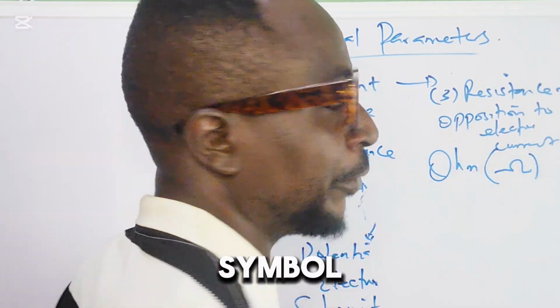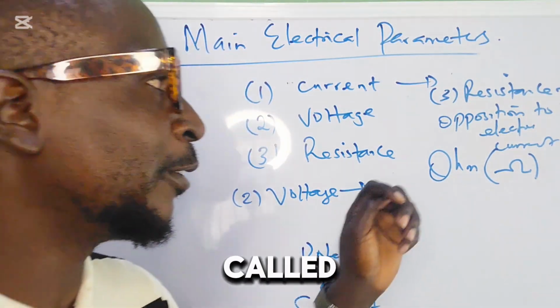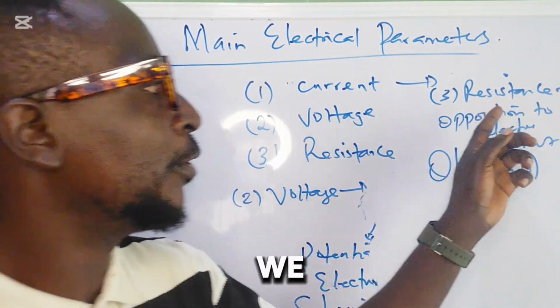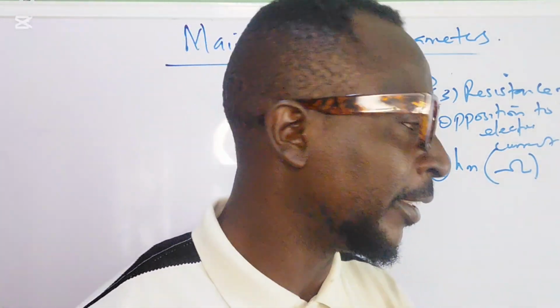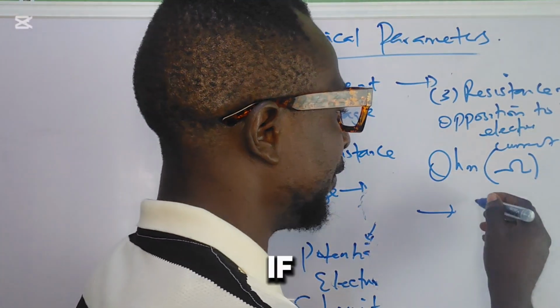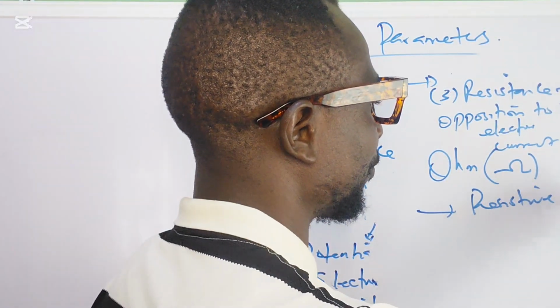So that is that. And the SI unit of resistance is called ohms. And this is the symbol. The SI unit of resistance is called what? Ohm. Note, we only make mention of resistance if the circuit is purely resistive. If the circuit is purely resistive what? Circuit.